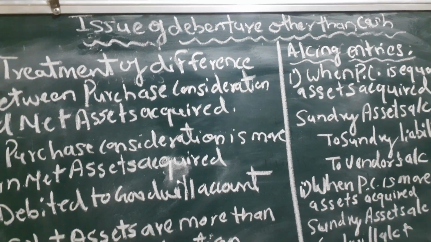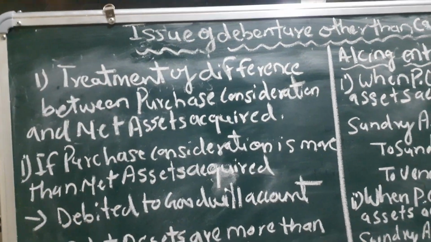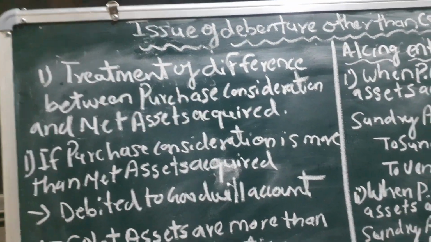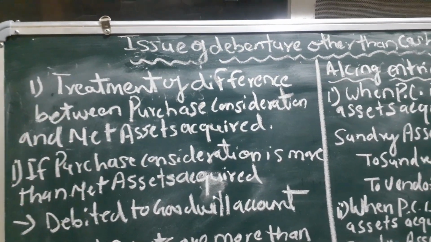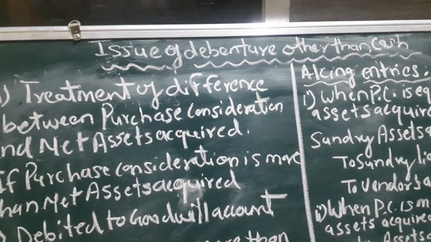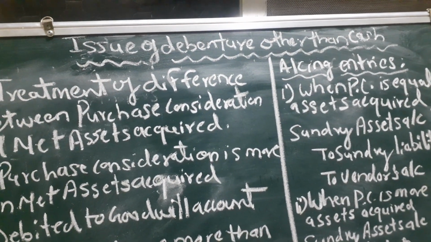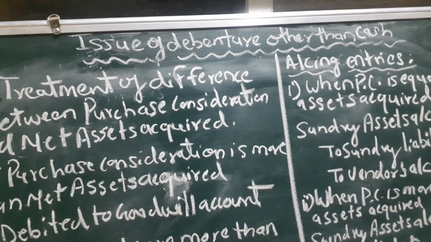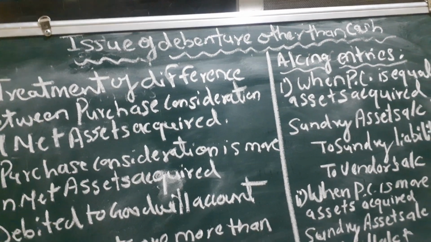In that case, we passed a few entries like sundry assets account debited to vendors account. And when you purchase a business, that means you are taking the assets and the liabilities. So in that case, we have gone through a new concept about purchase consideration. This is the agreed amount which is required to be paid by one party to another business enterprise.